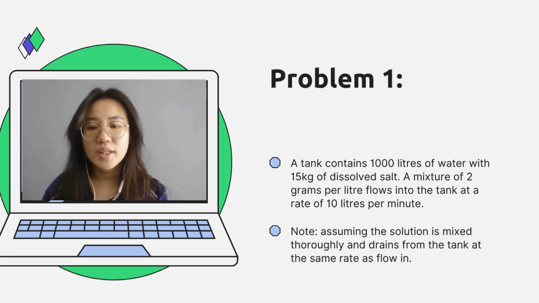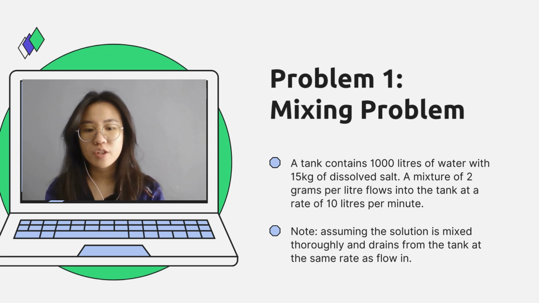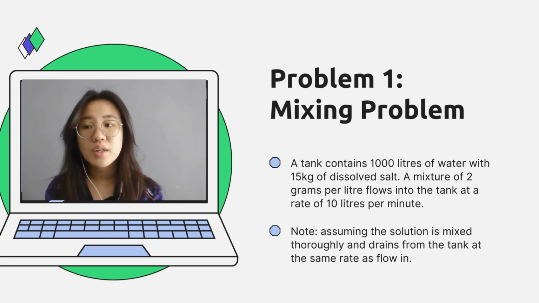My name is Chong Wei Yee and my matric number is 292804, and I will continue with problem 1, which is the mixing problem. Mixing problems are common across many scientific and engineering fields and occur whenever we have a situation involving the mixing of two or more substances within a container.